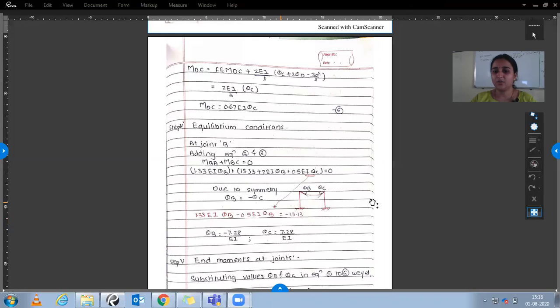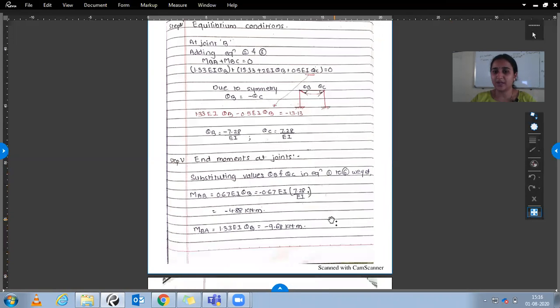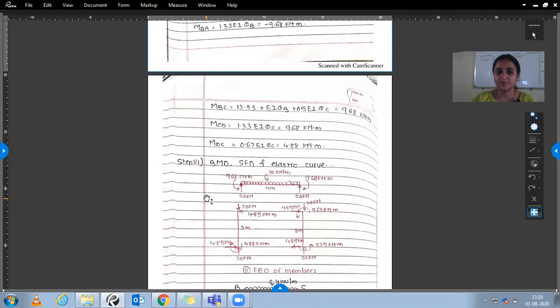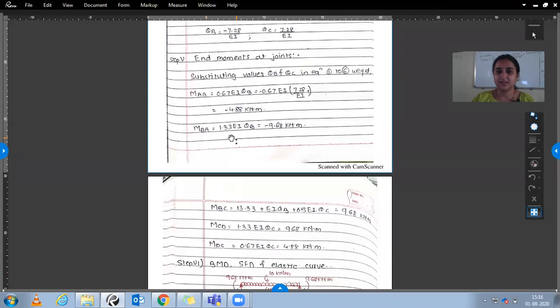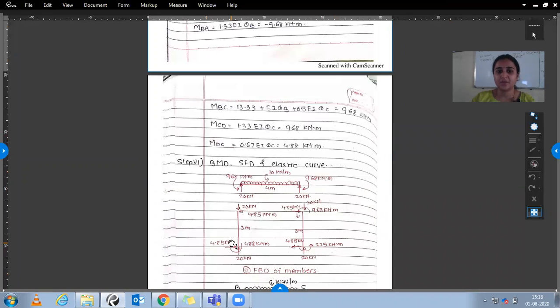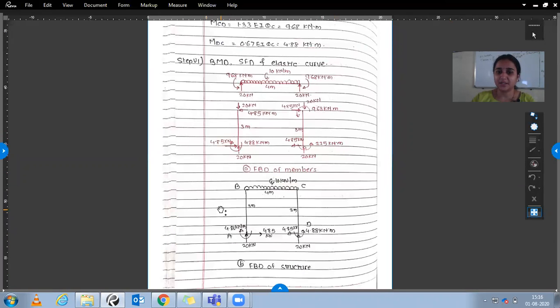And then, to find the end moments, we'll substitute these values of theta B and theta C in equations 1, 2, 3, 4, 5, 6. Then we'll get the values of the final moments. So these are the values of the final moments. Okay, simple. Then the last step is finding the SFD, BMD and the elastic curve.